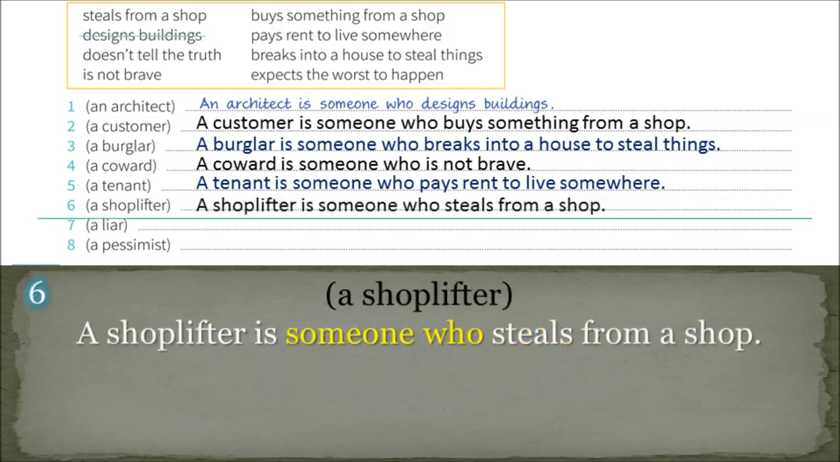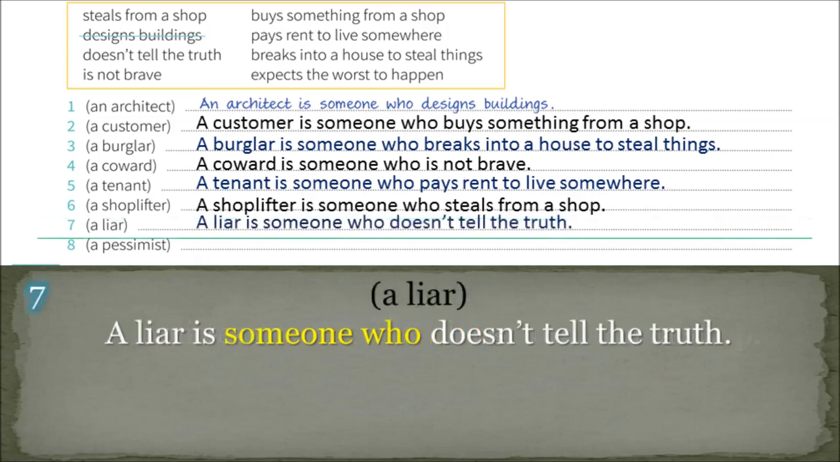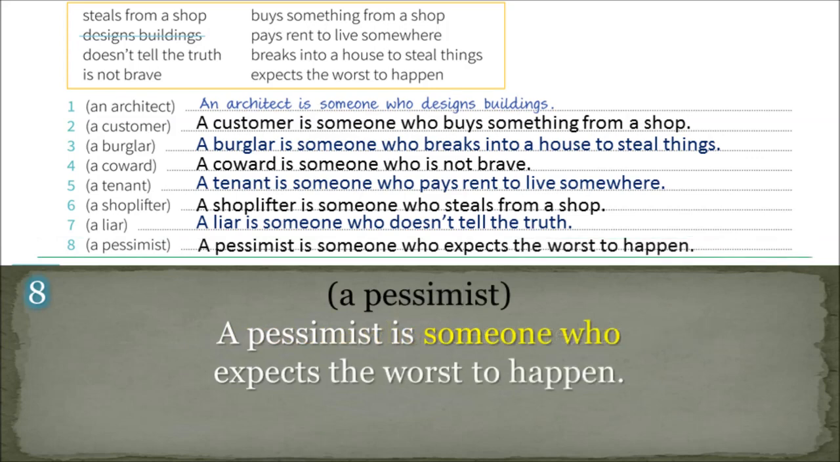A shoplifter. A shoplifter is someone who steals from a shop. A liar. A liar is someone who doesn't tell the truth. A pessimist. A pessimist is someone who expects the worst to happen.